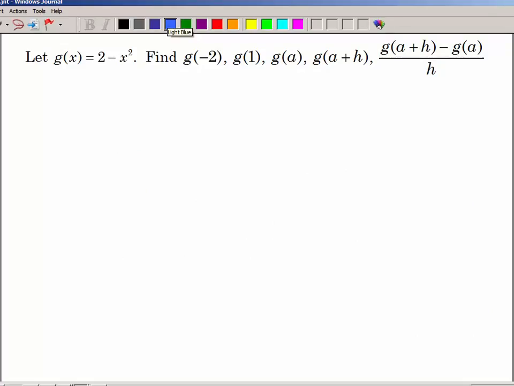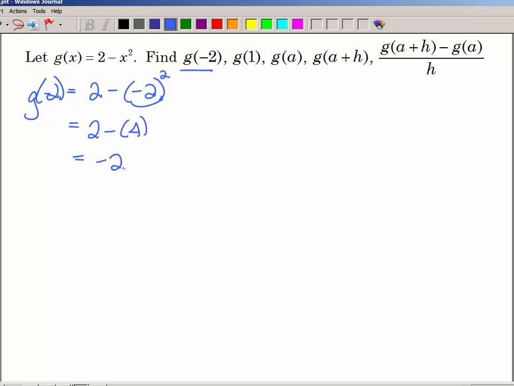Now let's do the same thing with this function, but notice the x is squared, so we're going to have a little bit more work cut out for us. Alright, so I'm going to start out with the numbers. g of negative 2 equals 2 minus, then put that parenthesis, negative 2 squared. We also have to be really careful with our order of operations: we want to square this negative before we subtract. So that's 2 minus 4. That's negative 2. So g of negative 2 actually equals negative 2.